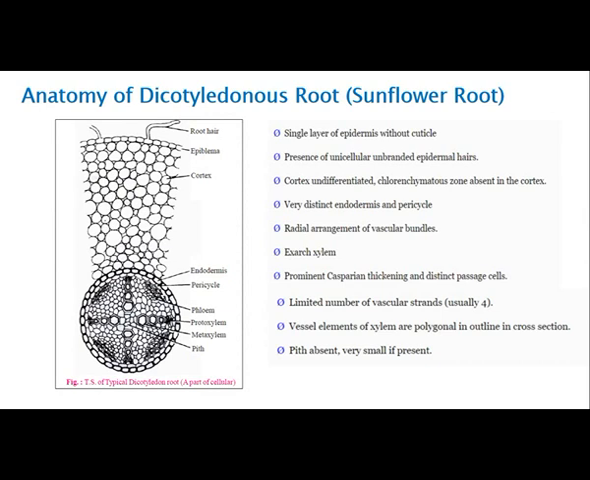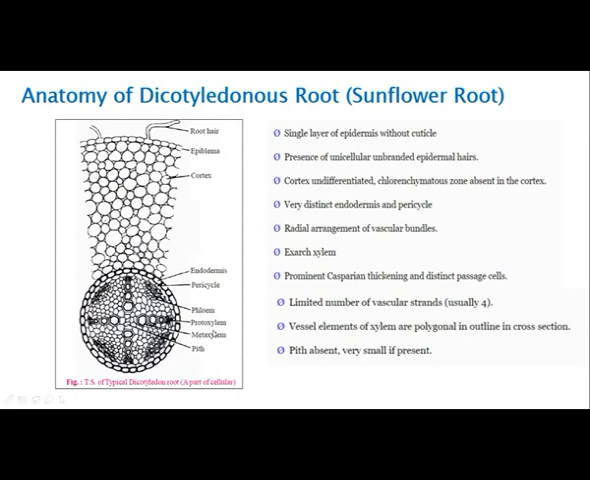Now, coming to the vascular tissue system, the xylem is exarch, as I already told you, as the protoxylem is toward the periphery and the metaxylem is toward the center. That is why this type of vascular bundle is called exarch vascular bundle. It is radial, as the xylem and phloem are arranged in a radius. And the number of xylem bundles is mostly 4 to 6 in a dicot root.